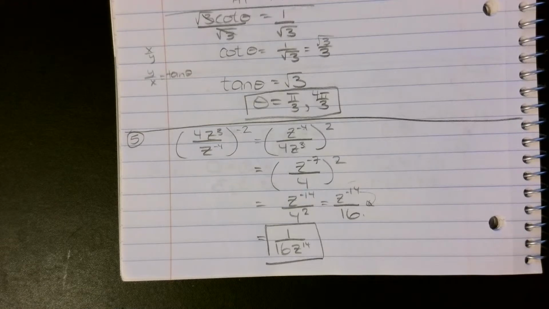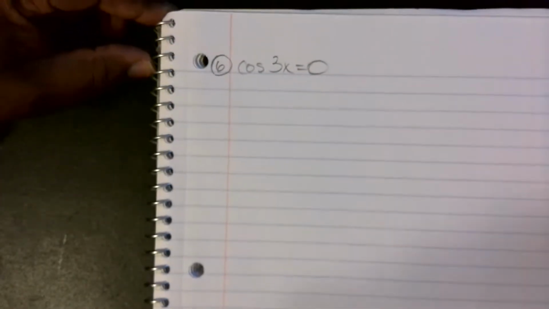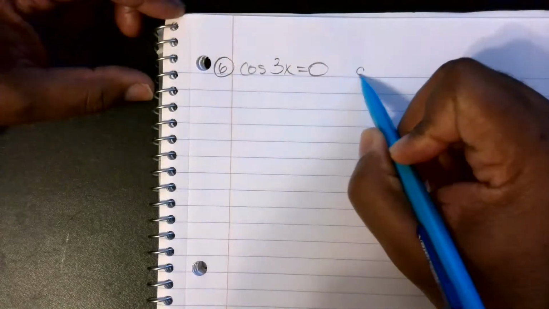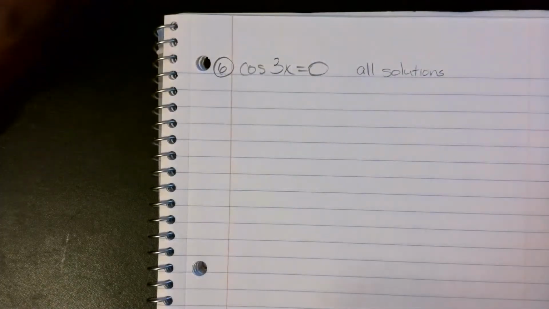All right. Next problem. That's 5 for us, so this will be the 6th problem. It's similar to what we've been doing. It's a little bit different, so I'll go ahead and show that. All right. So I have cosine of 3x is equal to 0. And we want all solutions. We want all possible solutions.